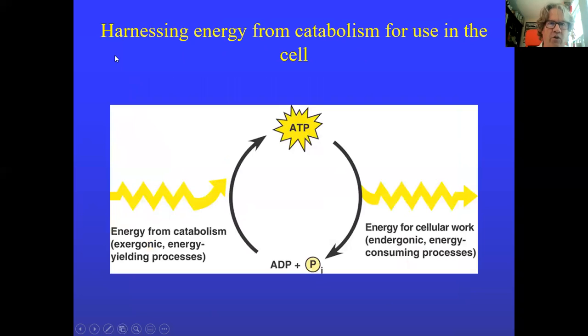So this is classic. You're harnessing energy from catabolism for use in the cell. So catabolism, exergonic reactions, energy yielding, the cell harvests that energy, stores it in the form of ATP, then takes that ATP and does endergonic work with it, cellular work, right? And of course makes ADP and phosphate in the process, right? And then you've got to reattach ADP and phosphate to each other through exergonic processes, catabolism, to make more ATP. You go around and around like this, and that's what a cell does, right? And it allows the cell to do all its work.